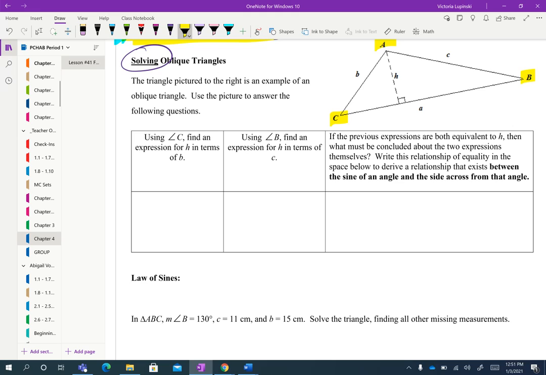The whole point of what we're going to do now is try to find some formula, some way around that, so we don't have to do that every time. So use the picture that's given and find the following. So using angle C, find an expression for H in terms of B.